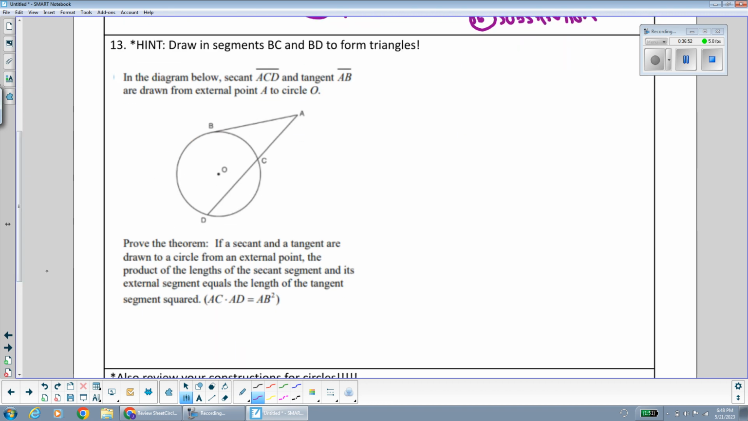Okay, next one. So the next one that we need to do is we need to prove the theorem: if a secant and a tangent are drawn to a circle from an external point, the product of the lengths of the secant segment and its external segment equals the length of the tangent segment squared. So basically we're proving whole times outside equals whole times outside. That's what we're proving. We're proving why we have that theorem.